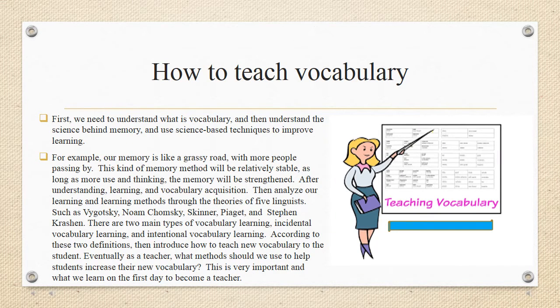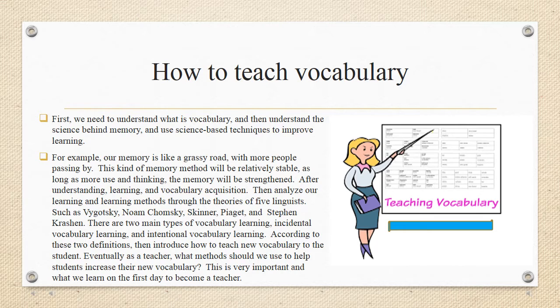Today my topic is how to teach vocabulary. First, we need to understand what vocabulary is, and then understand the science behind memory and use science-based techniques to improve learning.